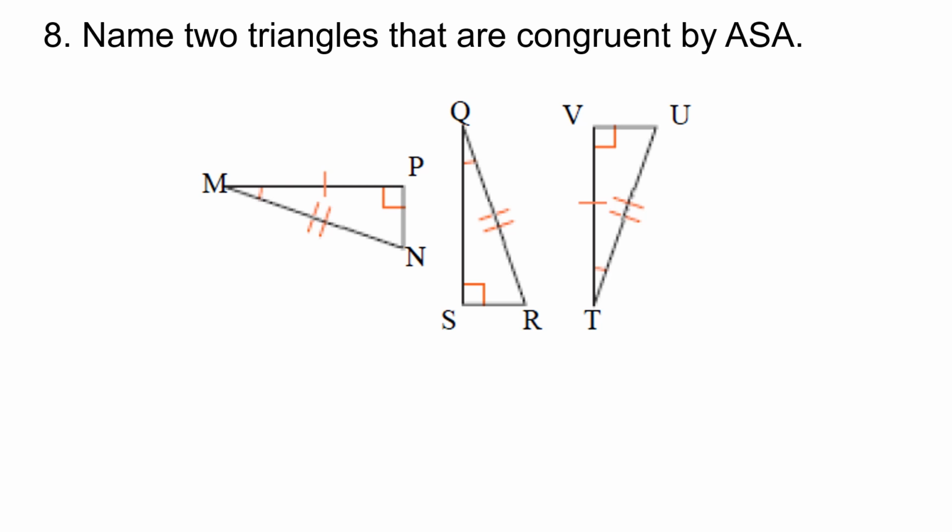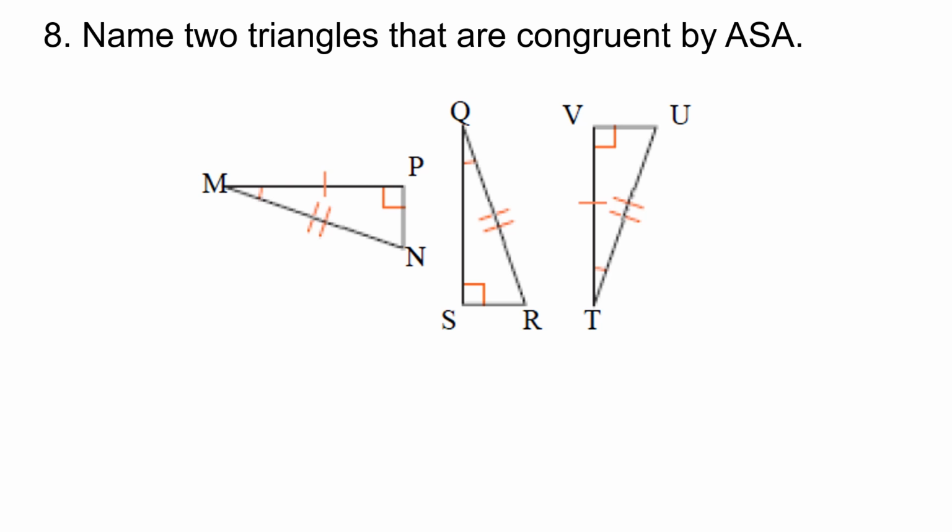Here we're looking at number 8 from the homework. It says name two triangles that are congruent by angle side angle. The quality of this graphic is not great, so I apologize for that, but we have 3 triangles here. We need to figure out which 2 are congruent. I'm going to refer to them as the triangle on the left, the triangle in the middle, and the triangle on the right.